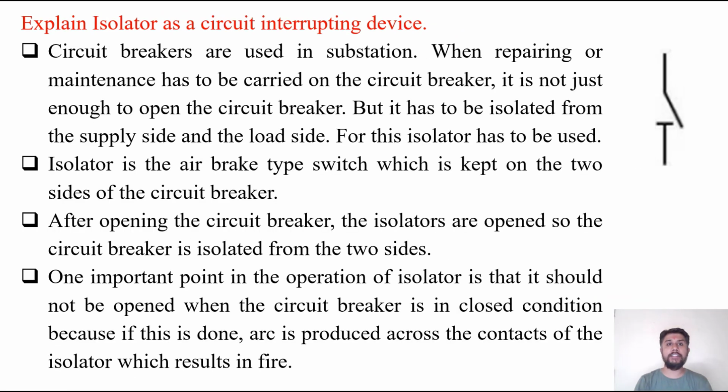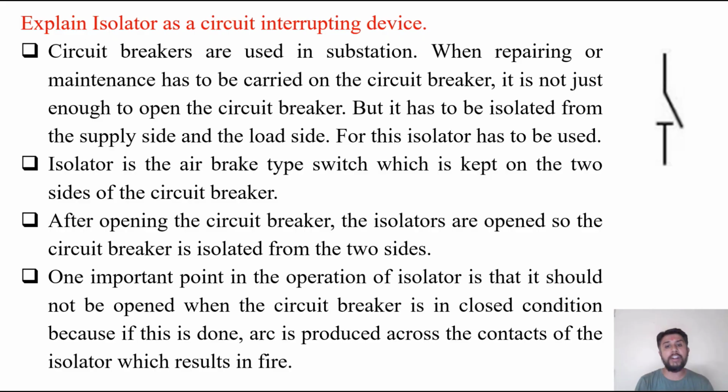Explain isolator as a circuit interrupting device. So, circuit breakers are used in substations. When repairing or maintenance has to be carried out on the circuit breaker, it is not enough to just open the circuit breaker, but it has to be isolated from the supply side and from the load side. For this, an isolator has to be used. An isolator is an air break type switch which is kept on the two sides of the circuit breaker. After opening the circuit breaker, the isolators are opened, so the circuit breaker is isolated from the two sides.